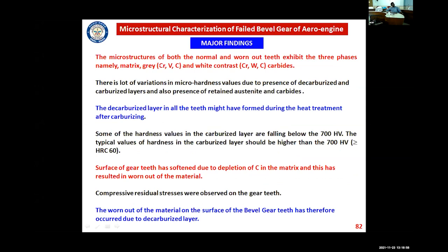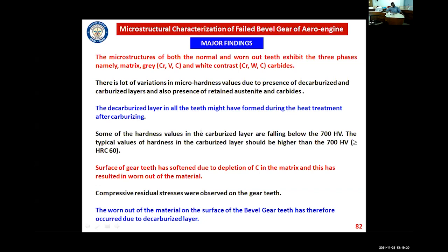As I mentioned, we got 2 types of precipitates. One precipitate is enriched with chromium and carbon, and the other is a chromium tungsten carbide. And as I mentioned, there is a lot of variation in the micro-hardness values due to the presence of the decarburized layer at the top and also the carburized layer, and the presence of the precipitates. The decarburized layer in all the teeth might have formed during the heat treatment after carburizing.